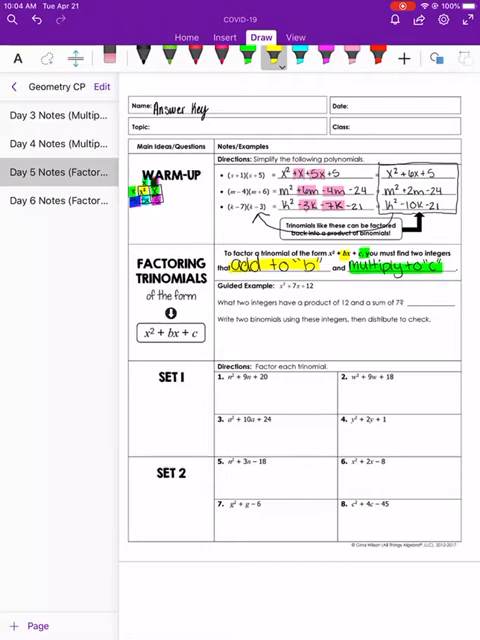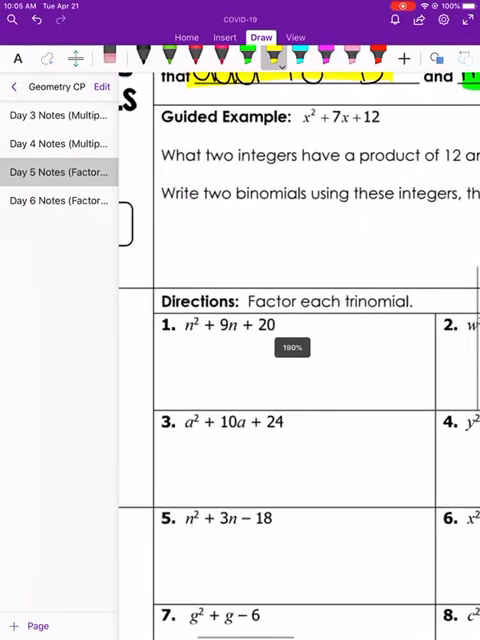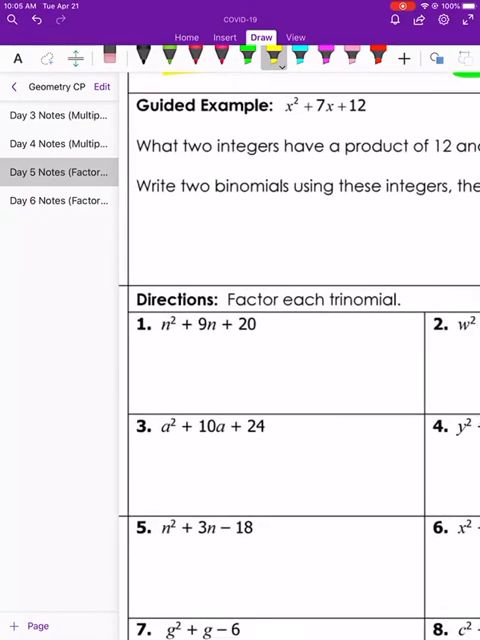So we're going to do a guided example first. I want to factor x squared plus 7x plus 12. Okay, so the way I'm going to go about doing this, sorry, I'm going to zoom in to make it a little easier to write, is I'm going to draw a box, just like we did before. Make sure you have 4 little spaces on the inside. Okay, so you're going to fill in these 2 spots.